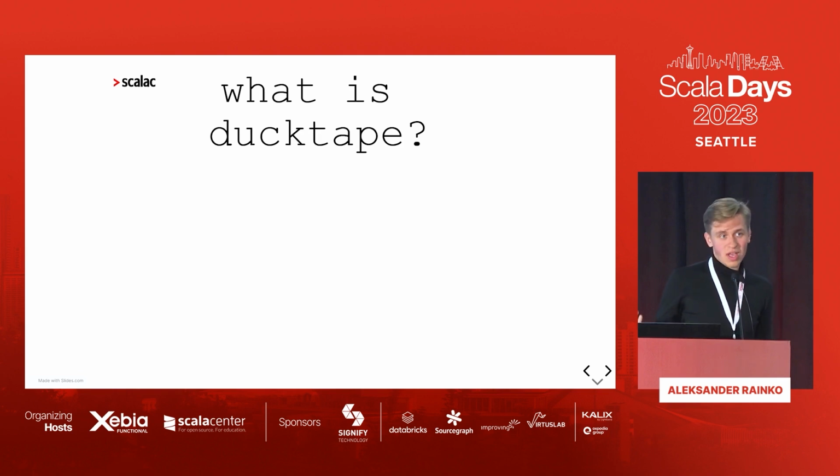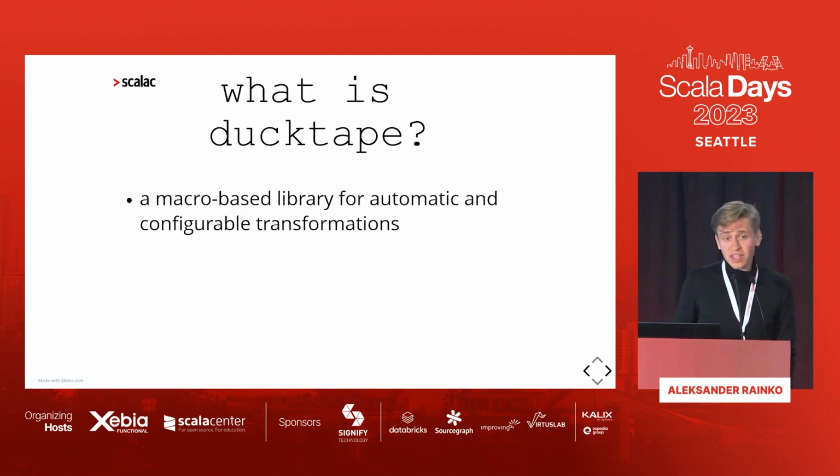So what is duct tape? Duct tape is a macro-based library for automatic and configurable transformations. What that means is, imagine you have two case classes. One of them is a Person. A person may have a name and an age. The other one is also a person, maybe Person2, whatever, that also has a name and an age, but the order of the fields is swapped.